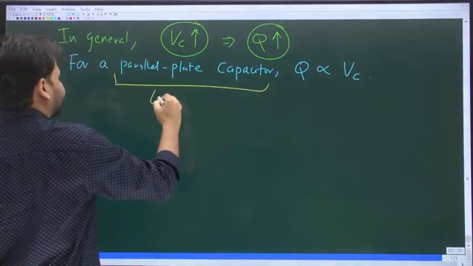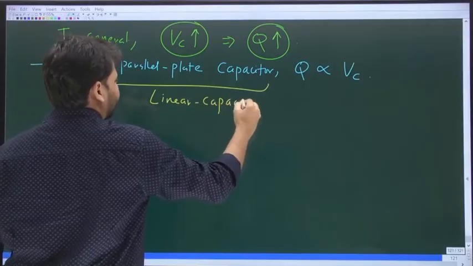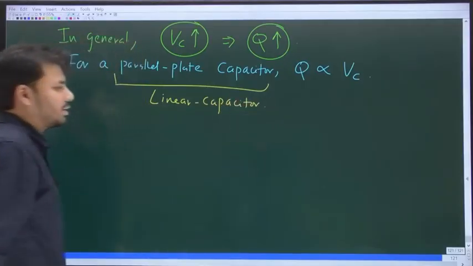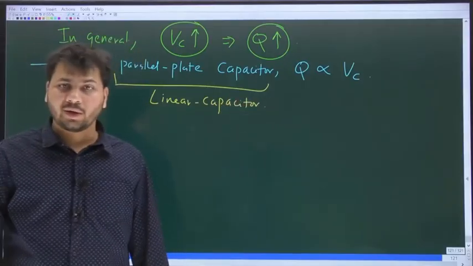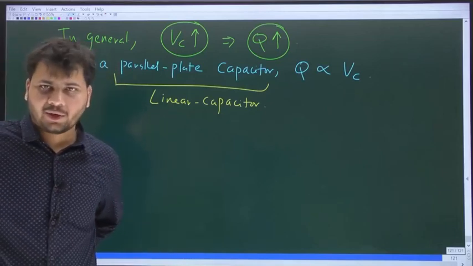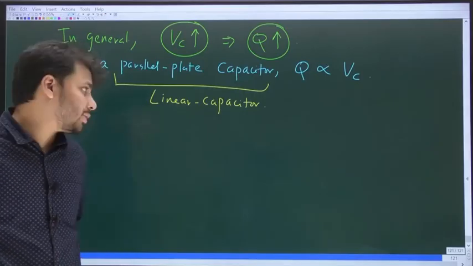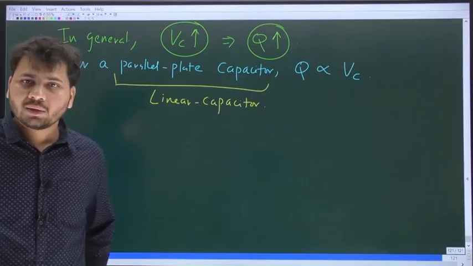So the parallel plate capacitor is an example of a linear capacitor. And luckily, all the capacitors we will come across in this course are going to be parallel plate capacitors, which means they are going to be linear capacitors.